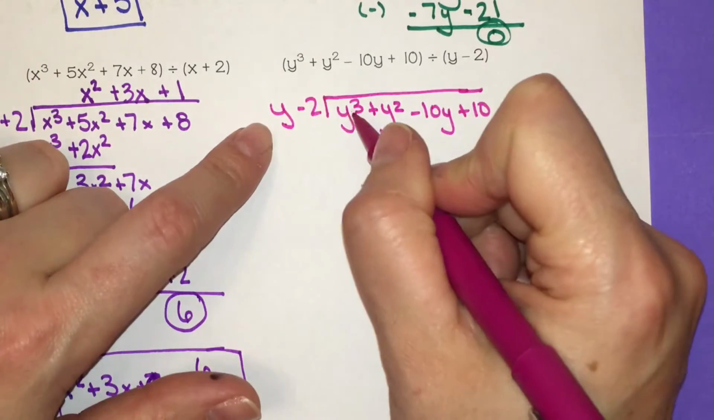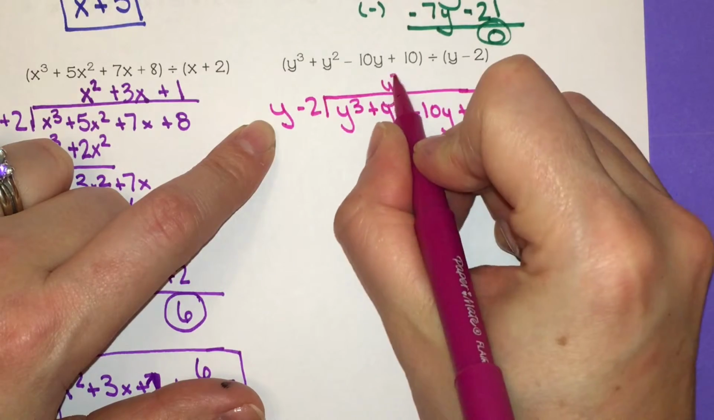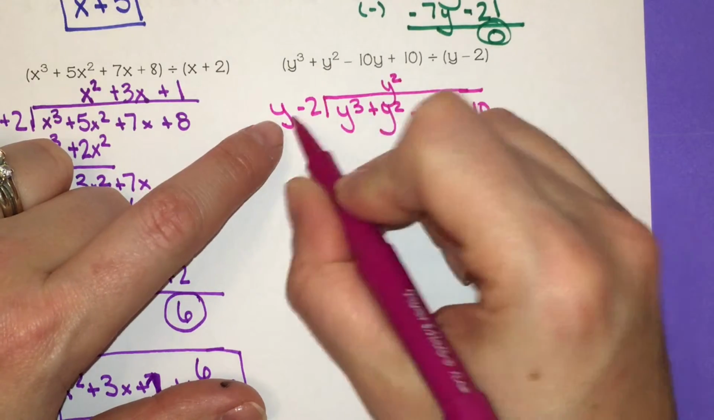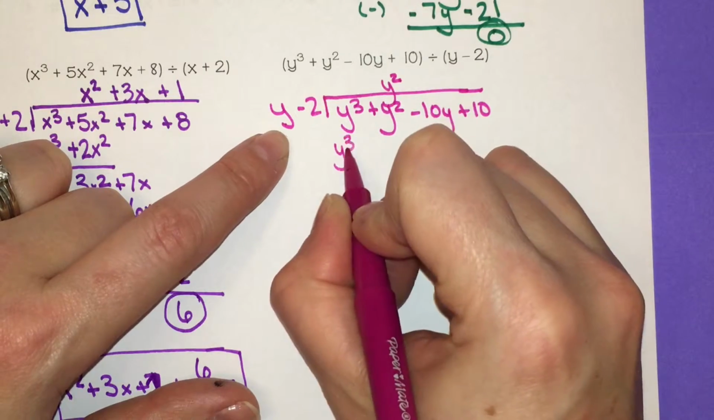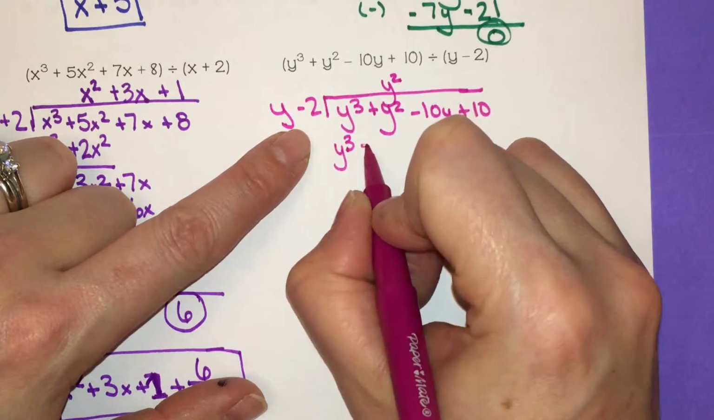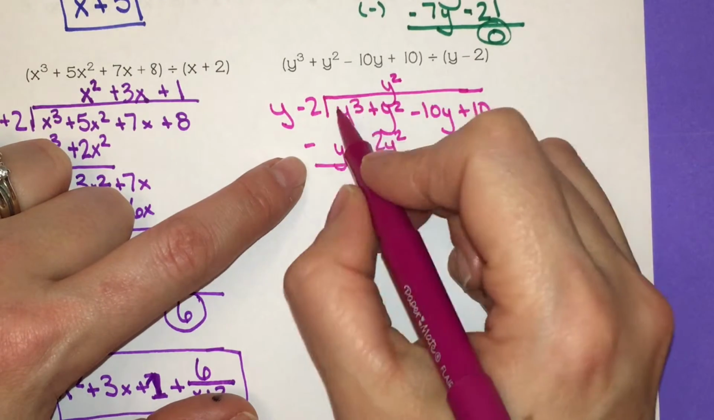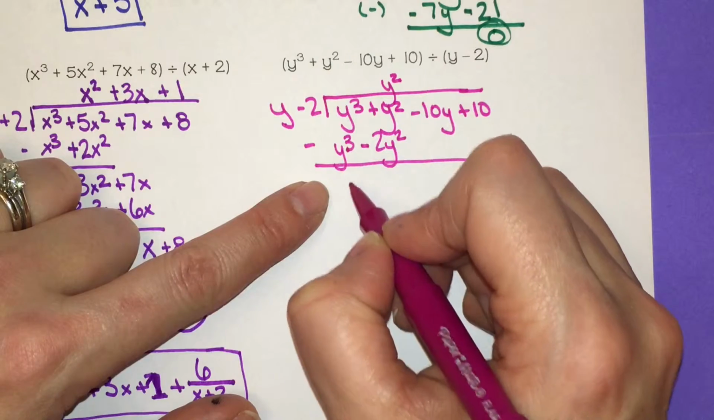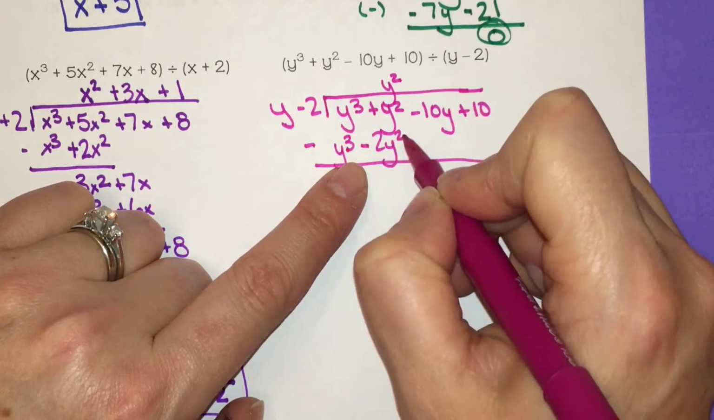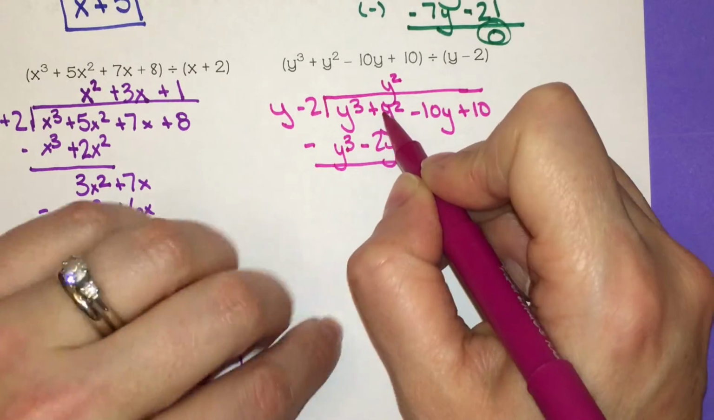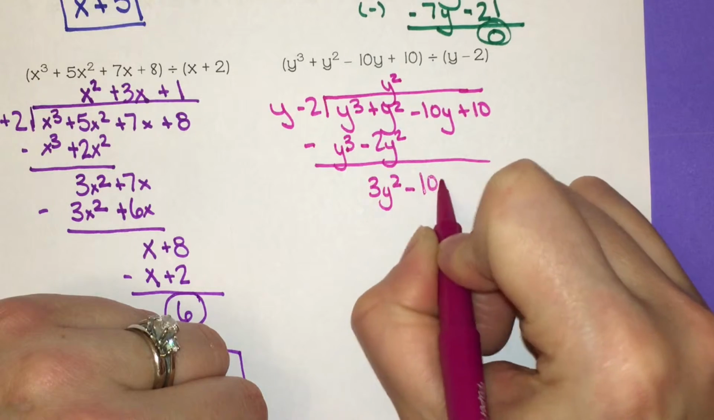All right, what do we multiply y by to get y cubed? Well, y squared. So that has to go over, I have to go 2 terms back because there's 2 terms out here. y squared times y is y cubed. y squared times negative 2 is negative 2y squared. Subtract. y cubed minus y cubed is 0. y squared minus a negative 2y squared, so that changes to plus a positive. So it gives me 3y squared minus 10y.